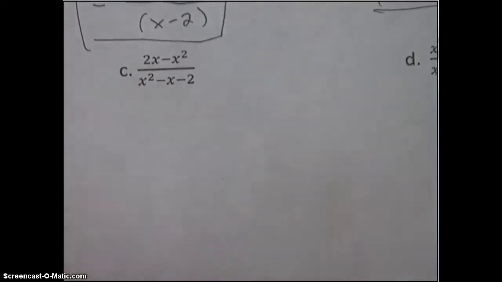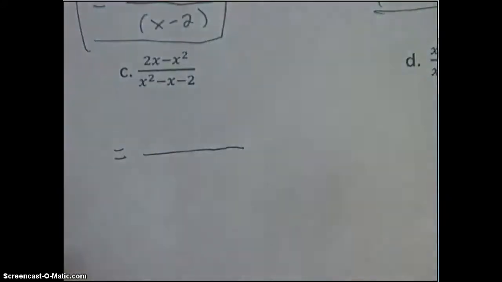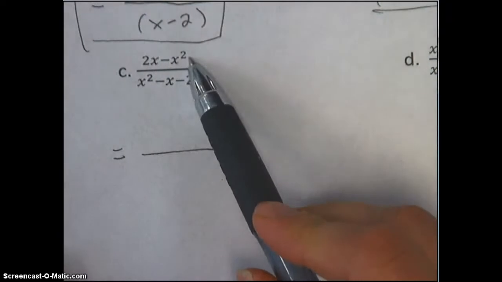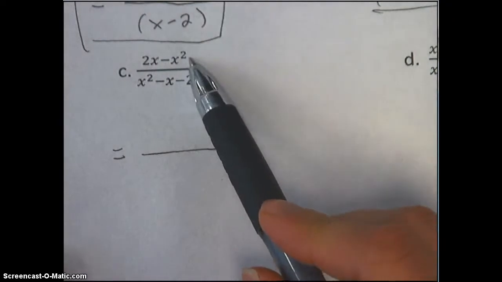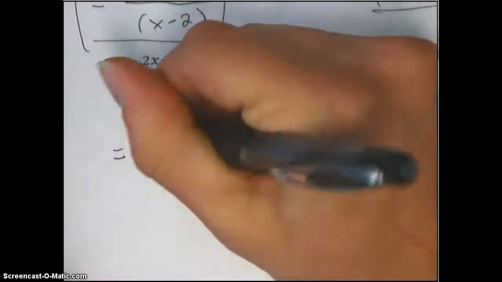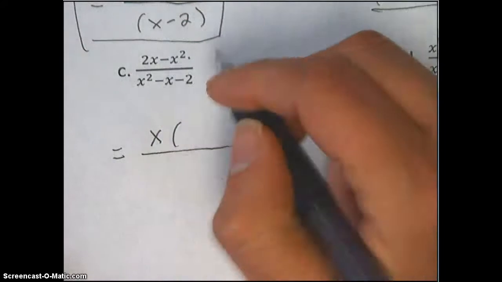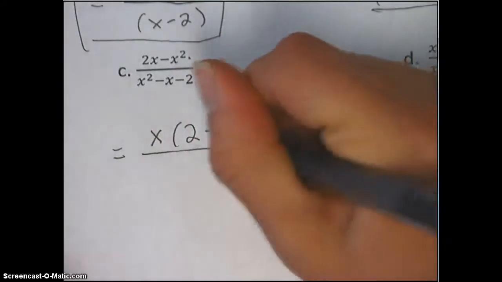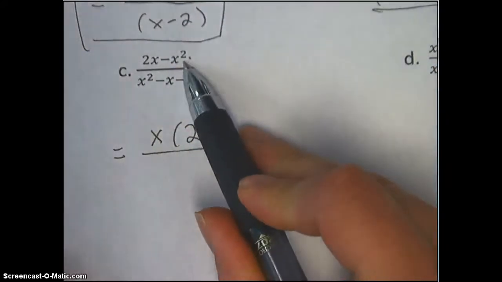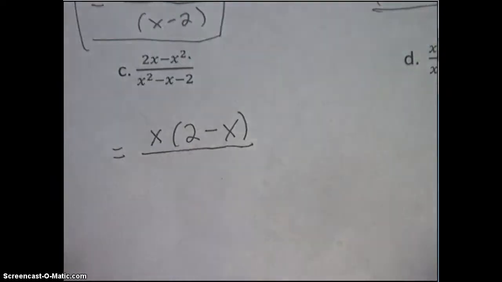2x minus x squared, all divided by x squared minus x minus 2. We're going to need to factor the top and the bottom on this one. Let's start with the top. And let's take out the greatest common factor here. I've got a 2x minus x squared. The factor that they share in common is just an x. And what's left when I take an x out of 2x? Well, there's a 2. There's still a minus sign. And I had an x squared. And I took one of those x's out, so I'm left with 1x.